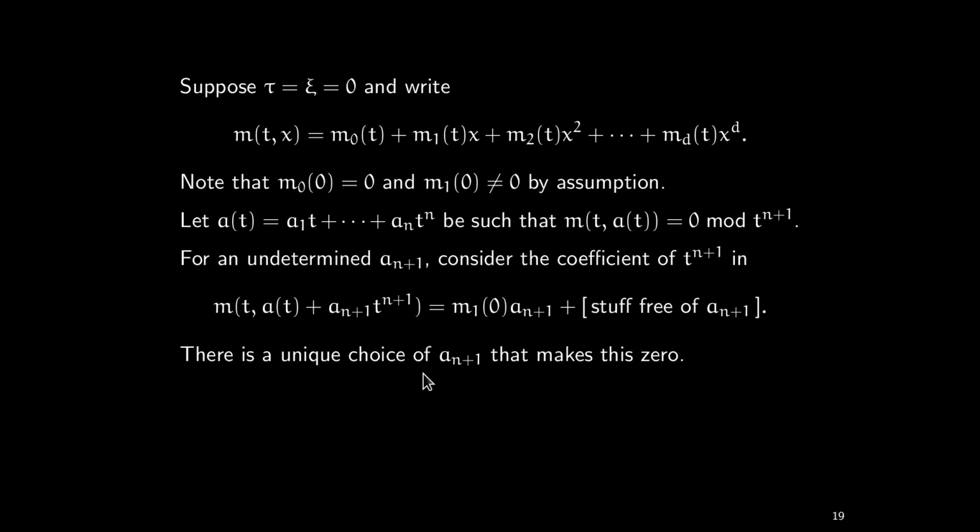Then there's a unique choice. This is an equation that you can solve, because here there's stuff that doesn't contain the unknown variable, so it depends only on the a's that you already have. It's maybe a complicated expression that I didn't write out here, but this one is non-zero by assumption, and you want this to be 0, so you're just solving this for a n plus 1, and there's exactly one choice for the next term, and then you keep going. So this is the construction in the implicit function theorem.